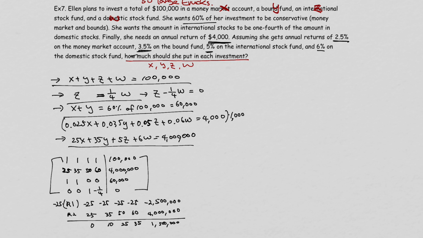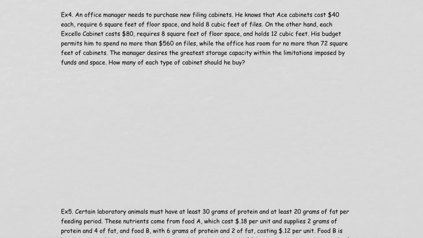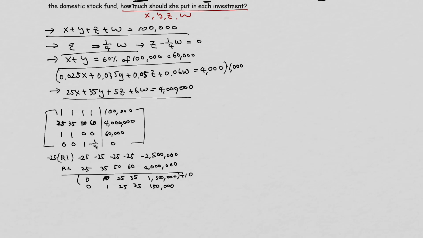1,500,000. If I divide this by tens to make this number 1, I get 0, 1, 2.5, 3.5, and 150,000. And let's make that into new row 2.